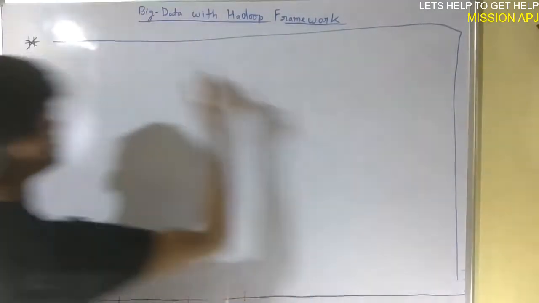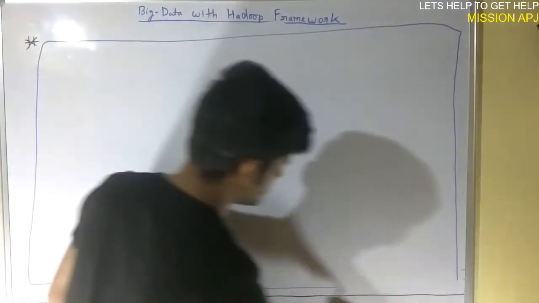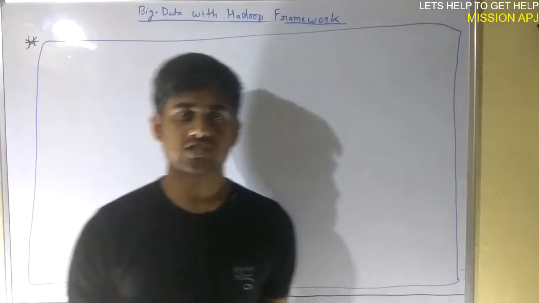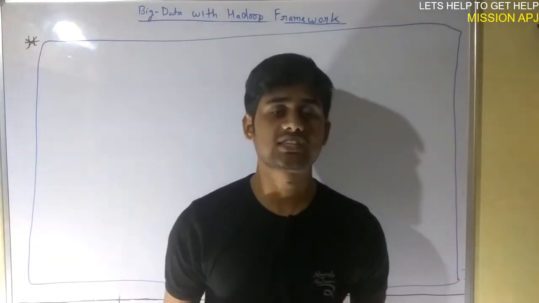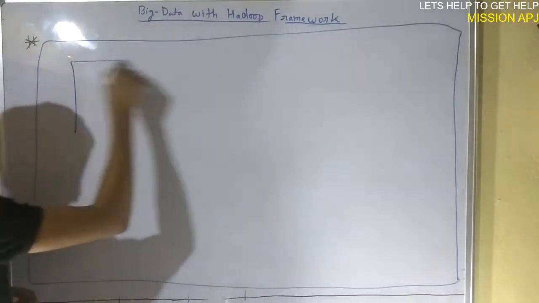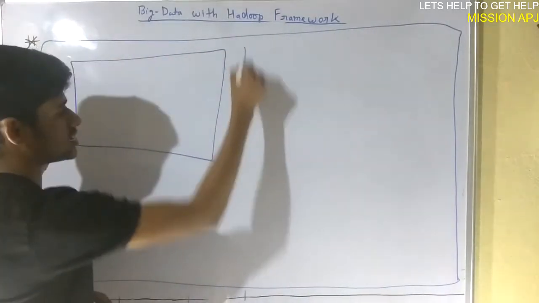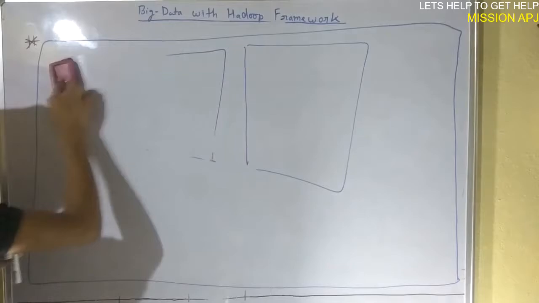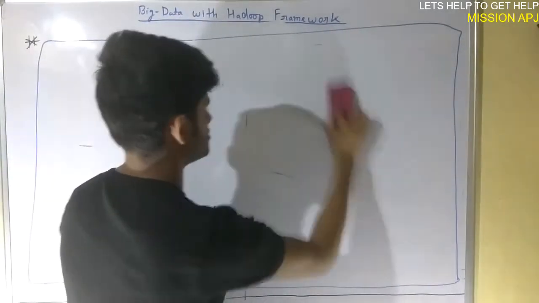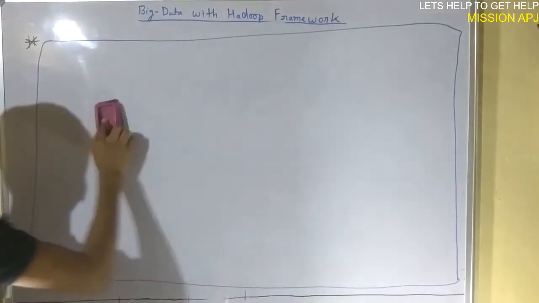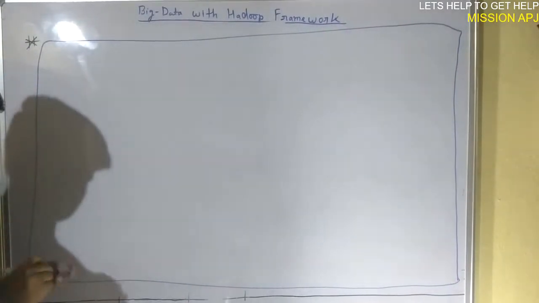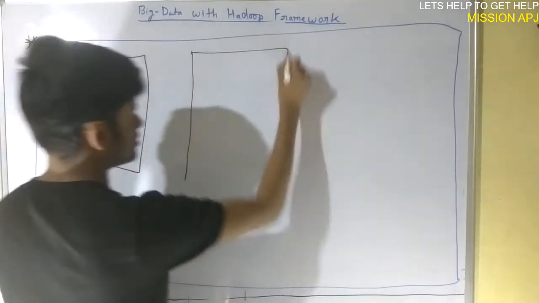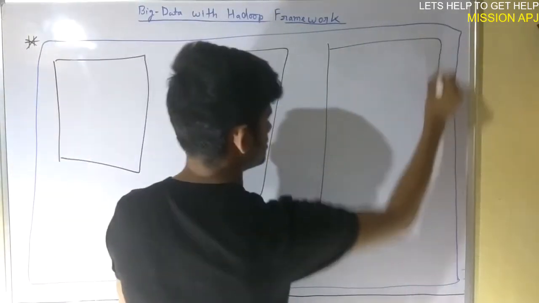As we know, its size is very huge, so I'm drawing a huge one here. A data center contains clusters, and a cluster is nothing but a set of machines in a single line. So it contains lots of clusters. This one is suppose a single cluster, another, let us make three. This one is our first cluster, this one is our second cluster, this one is our third cluster.